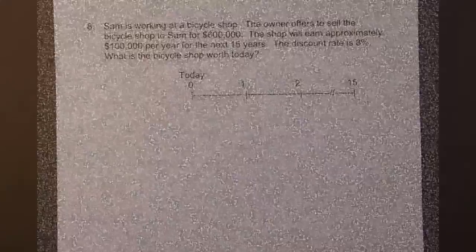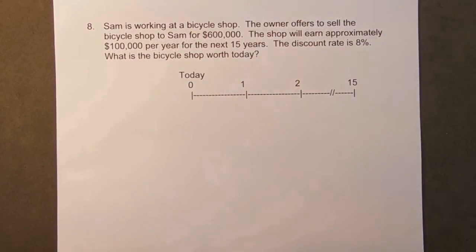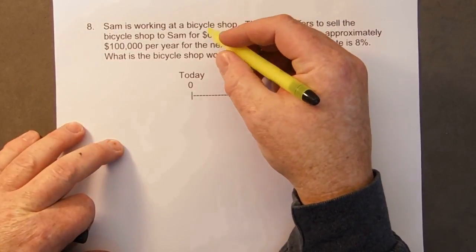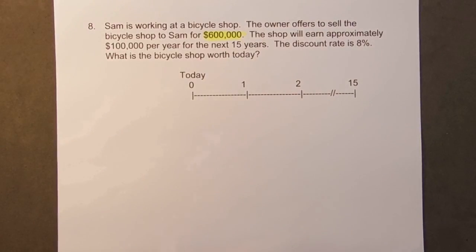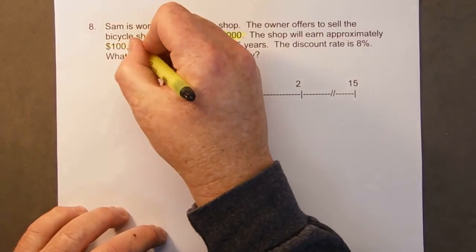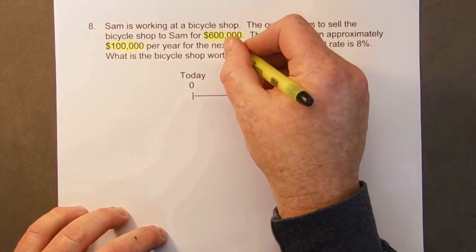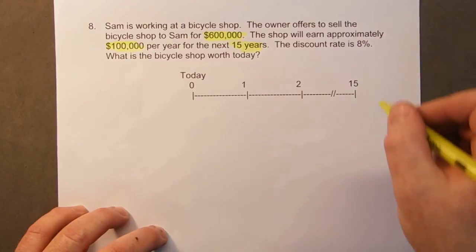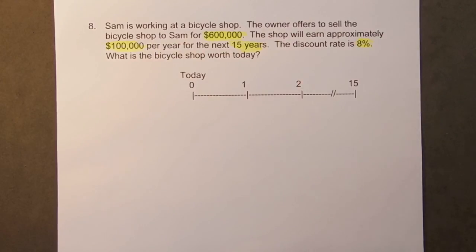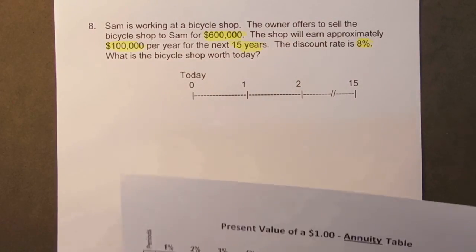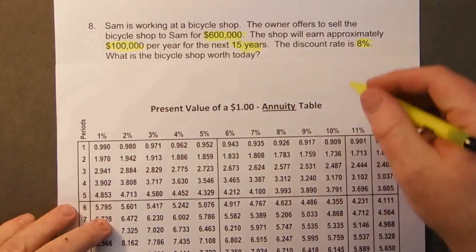Page 8 is a much more common occurrence, and that is you get an offer to go into business to buy a bicycle shop or a restaurant or whatever it is you want to go into business for yourself. And the question is, well, how much should you pay for this place? So, say we're getting a bike shop, and the owner says, "Hey, I'll sell you the bike shop for $600,000." The shop will earn $100,000 for the next 15 years, and the discount rate is 8%. Discount rate in this case, a good one to use would be the bank rate, what the bank would charge you for a loan. Just use that as the discount rate.